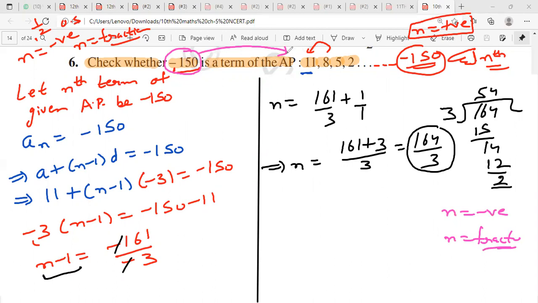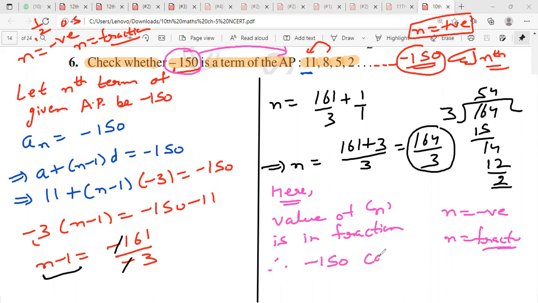तो आप कैसे लिखोगे? Here value of n is in fraction, therefore -150 can't be the term of given AP. ठीक है, ये सिंपल एक पॉजिटिव इंटीजर होना चाहिए आपको, which is not in this case here. So let's move to our next question.